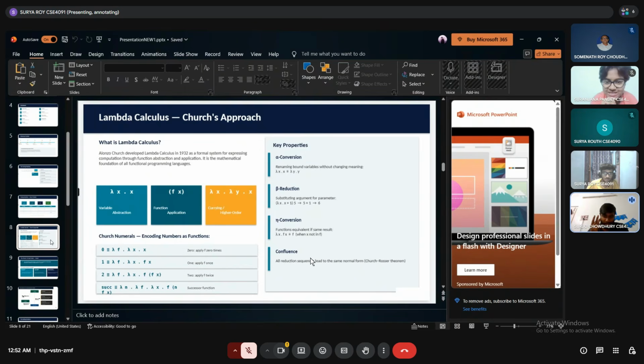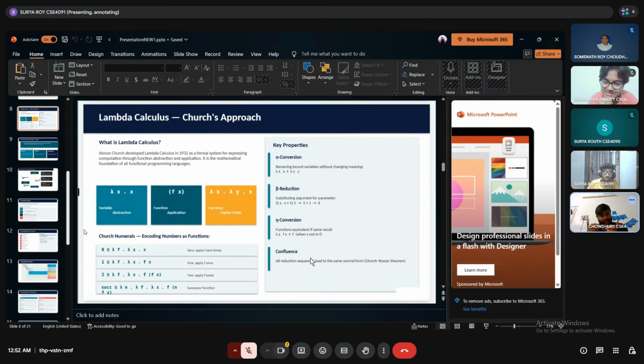Now we look at the three important aspects. First is the variable abstraction. Now it takes a value x and returns the same value. Function application basically is the application of a function with an argument x. And currying in higher order, which is just the function returning another function.